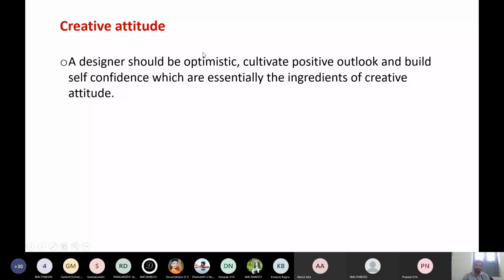A designer should be optimistic. He must have confidence, he must have hope, and he should have a positive outlook.